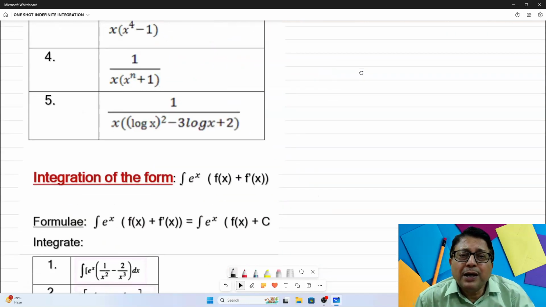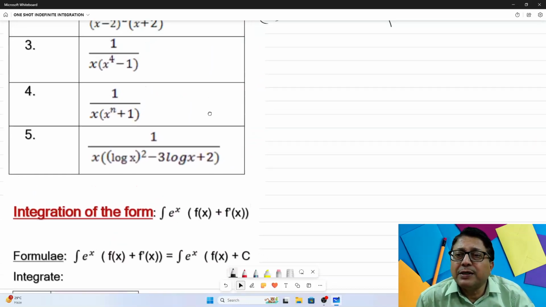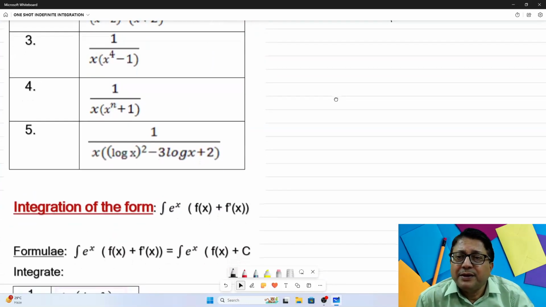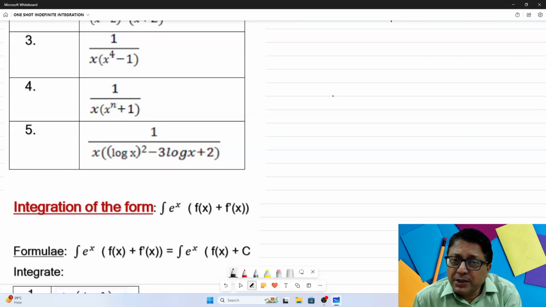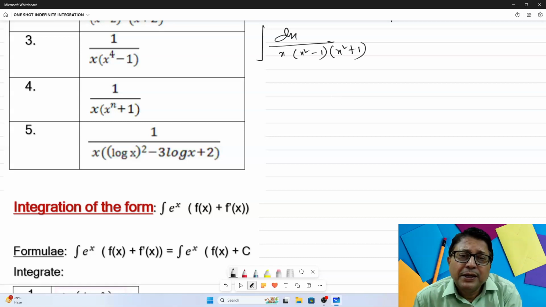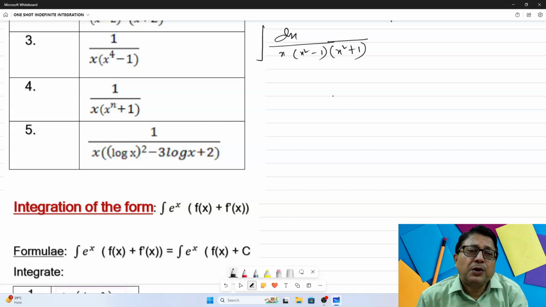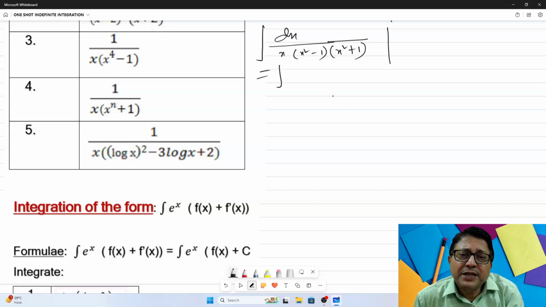Now, how are you going to integrate this one? dx by x into (x to the power n minus 1). It looks very difficult, but not at all. Here what you will do, you write the integrand first: dx by x into (x square minus 1), on factorization, (x square plus 1). What you will do here, you make a substitution, make this thing simpler and then use partial fractions.